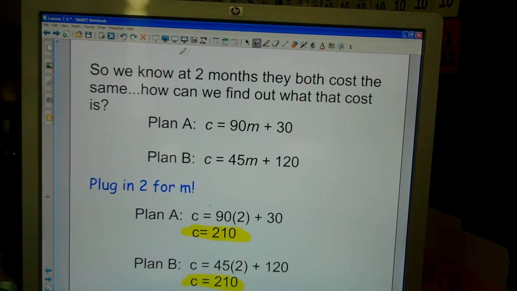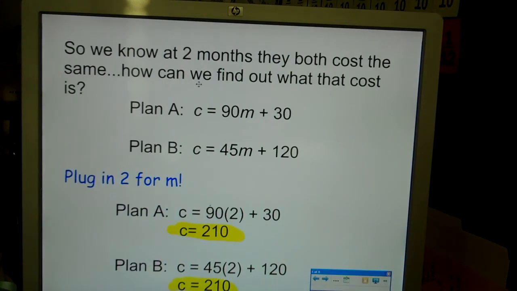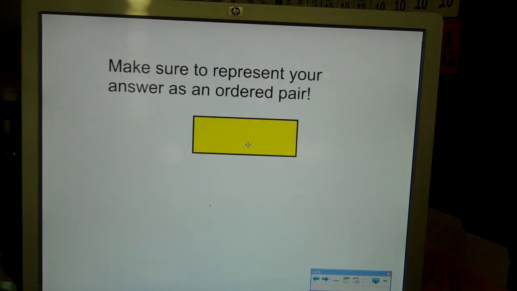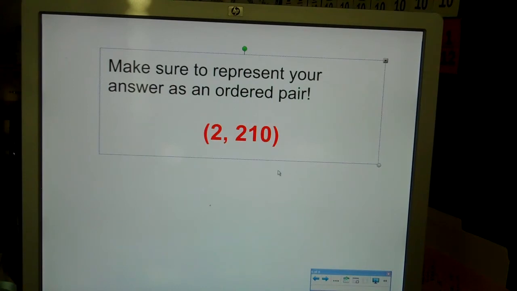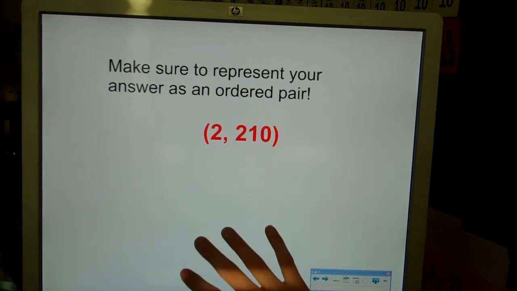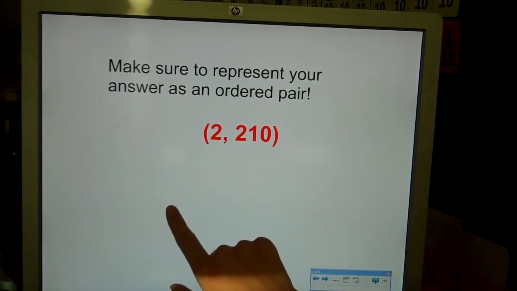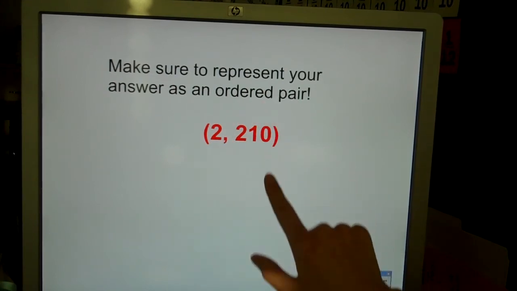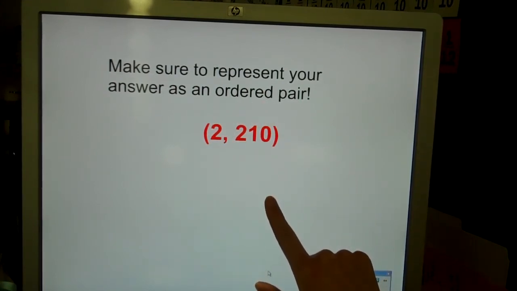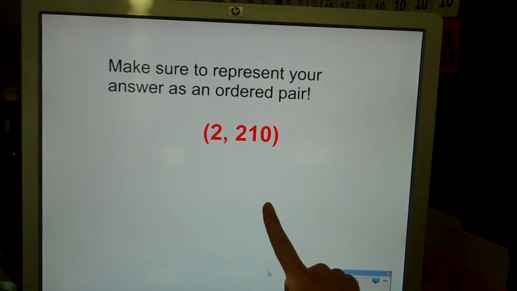So what does that mean in terms of our problem? It's awesome that we went through and did all of this math, but unless you know what it means in terms of the problem, it's not going to do you any good. So here we go. Write your answer as the ordered pair, and there's our ordered pair. Now tell me what that means. At 2 months, both plans are going to cost $210.